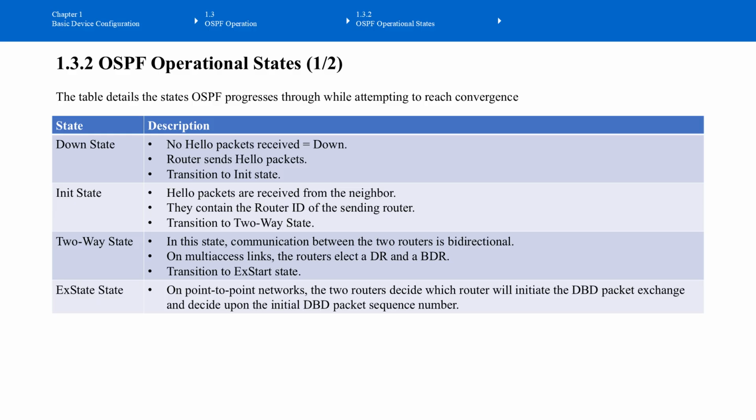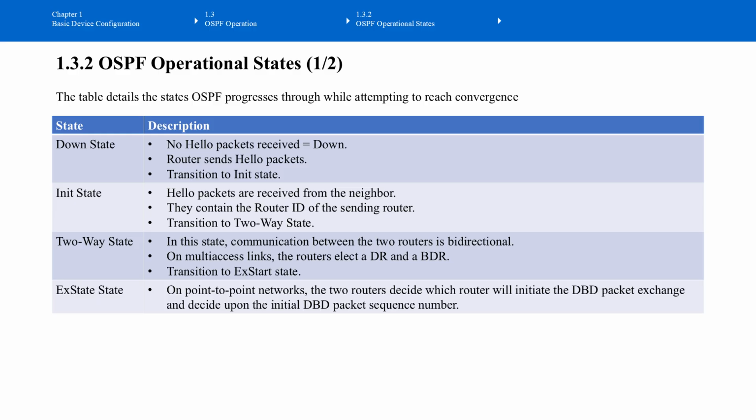If the network is Ethernet or another multi-access network, the routers perform a designated router, DR, and backup designated router, BDR, election. The DR and the BDR reduce unnecessary routing updates on shared networks. On point-to-point links, there is no DR or BDR election because only two routers exist on the link. After the neighbor discovery is complete, the router moves to the exstart state.